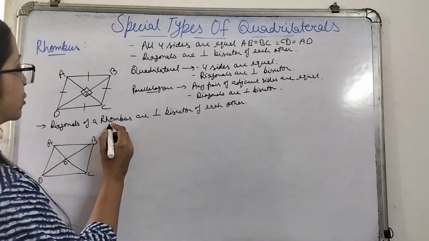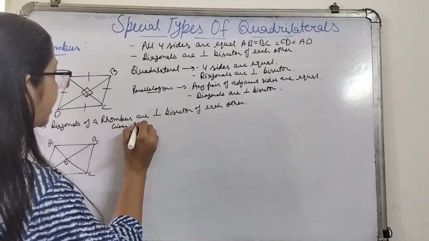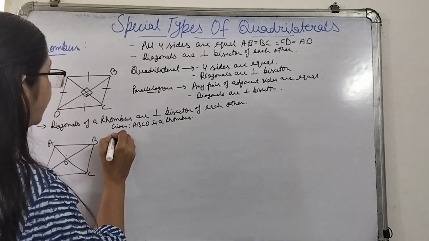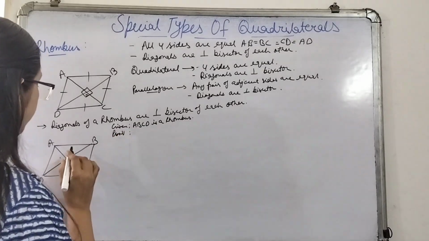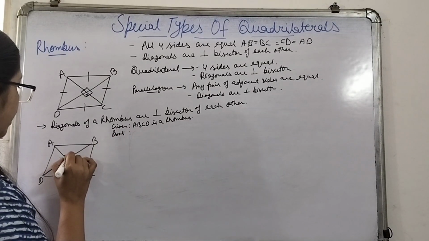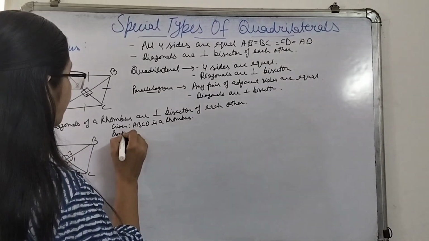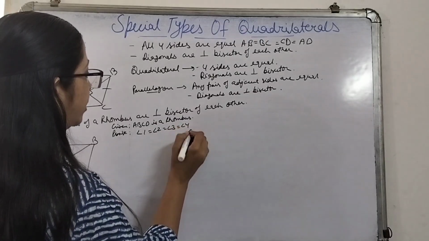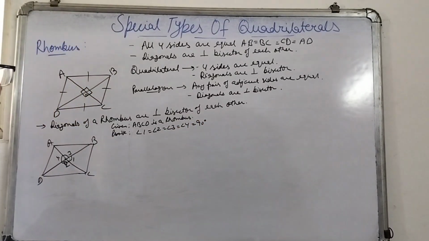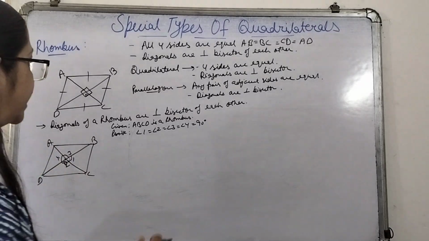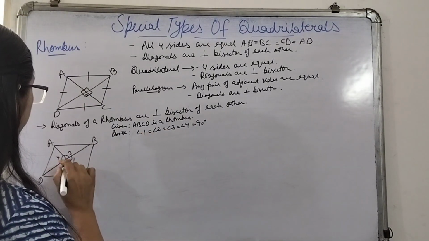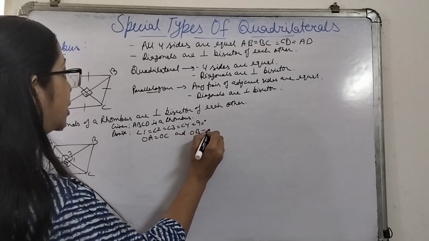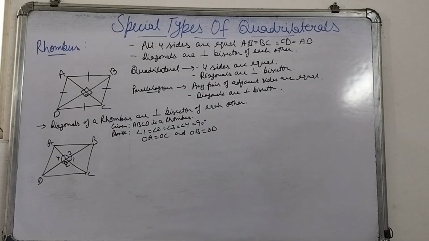So how can we prove it? Given to us is that ABCD is a rhombus. We need to prove, suppose this is angle 1, this is angle 2, this is angle 3, this is angle 4, that angle 1 is equivalent to angle 2 is equivalent to angle 3 is equivalent to angle 4 is equivalent to 90 degrees. This we need to prove. And along with that, the diagonals are bisecting too. So this is point O, and OA is equivalent to OC and OB is equivalent to OD. This we need to prove. So how can we do that?